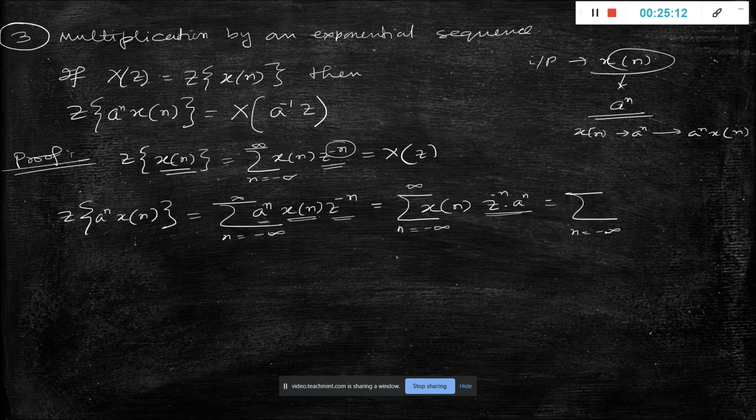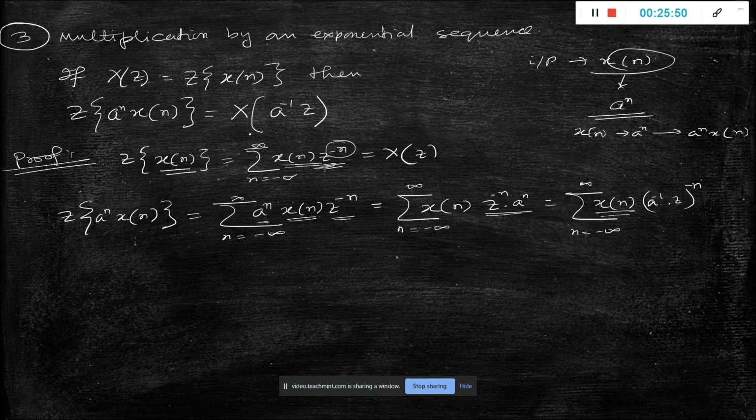n equal to minus infinity to plus infinity x of n, a to the power minus 1 into z to the power n. अब देखो, सॉरी, z to the power minus n. अब देखो, ये जो a to the power minus 1 z है, ये एक पैरामीटर है जिसका पावर माइनस n है, जो मेरे फॉर्मूला के साथ रिजेंबल हो रहा है. x of n एक है, x of n इधर है, यहाँ पे एक पैरामीटर z है जिसका पावर माइनस n है, यहाँ पे a to the power minus 1 into z एक पैरामीटर है जिसका पावर माइनस n है.